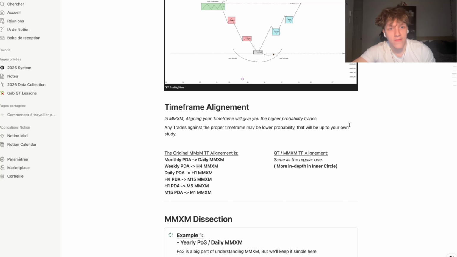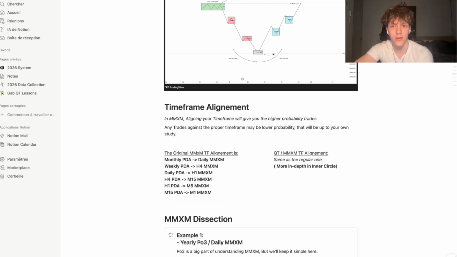After that, we have the time frame alignment. So inside the market maker buy model, you have a time frame alignment to follow that ICT teach. If you follow that, you will have the higher probability trade. If you don't, that's up to your own study. But if you want something like an advice, don't do it. Your trade may be lower probability. No, that's something important. You can do it. I mean, you can. It's just up to your own study.